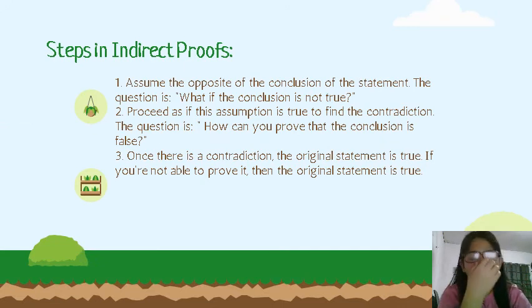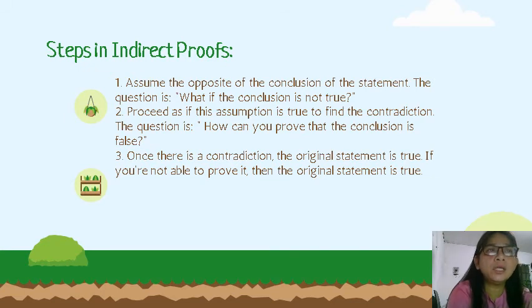So we have the following steps on indirect proof. Assume the opposite of the conclusion of the statement. The question is, what if the conclusion is not true? Then proceed as if this assumption is true to find the contradiction. The question is, how can you prove that the conclusion is false? And then once there is a contradiction, the original statement is true. If you're not able to prove it, then the original statement is true.